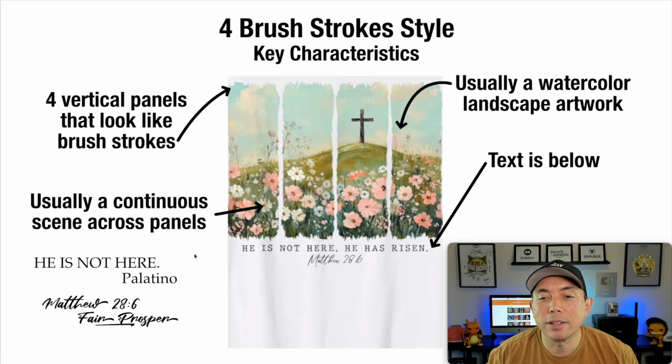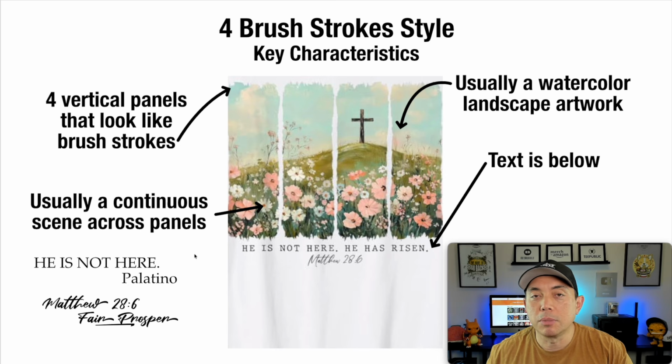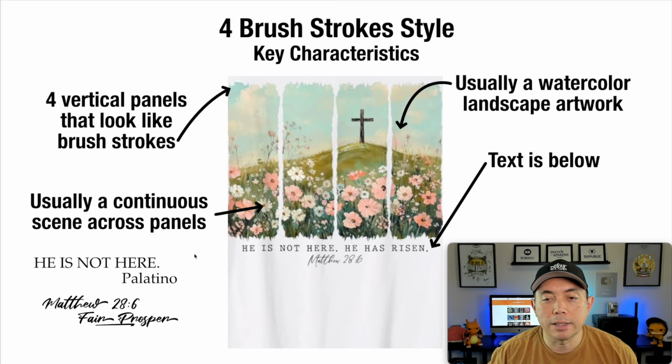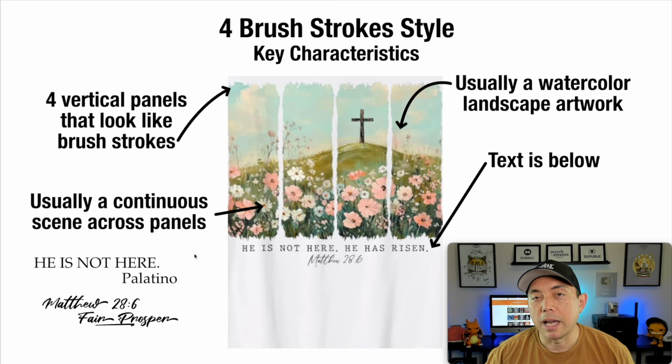Create the 4 panels with the brush strokes. I'm going to use ChatGPT, but you can use any AI to create the landscape artwork. And then once we mask it in there, the last step will be to put in the text. I'm going to try and do a summer design since Easter is coming to an end here, or coming close to it. Nobody's going to buy Easter shirts after Easter. We're going to buy summer shirts, or people are going to buy summer shirts. So I'm going to try and use this style for summer.